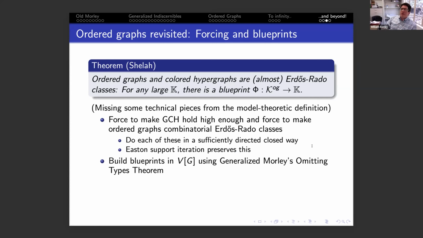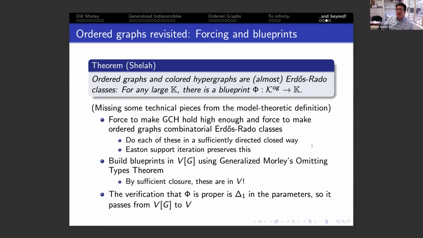Now in the forcing extension, your AEC is still an AEC, or at least it still admits a faithful functor from a finitely accessible category. And so I can use this generalized Morley's omitting types theorem to build blueprints using this combinatorial relation. But since these blueprints are small objects, and sufficiently directed closed forcing doesn't add new small subsets to V, this blueprint is actually in the ground model.